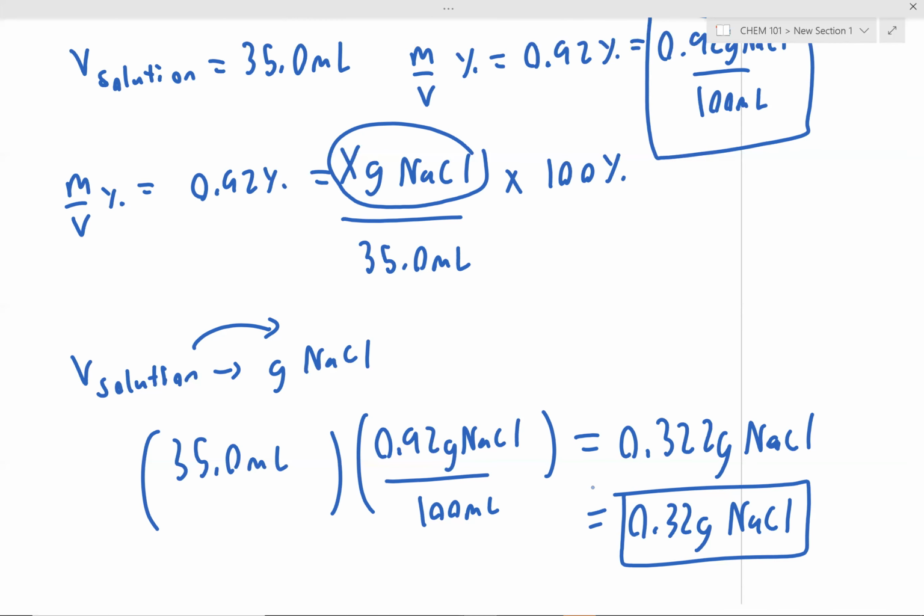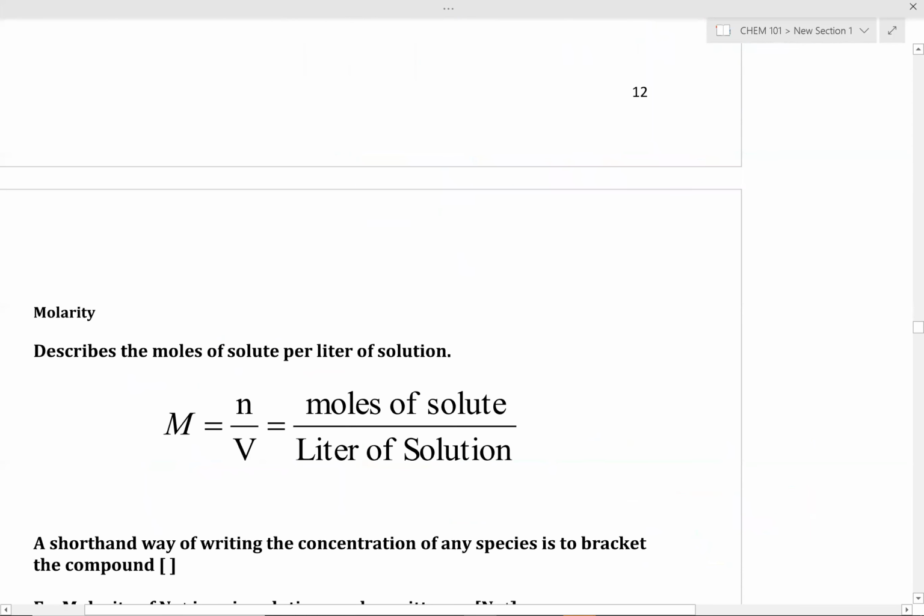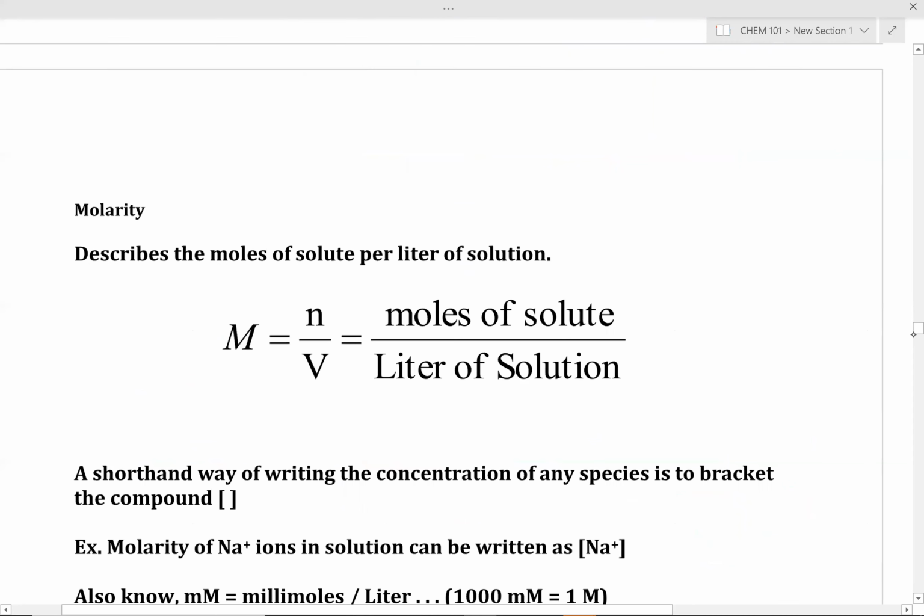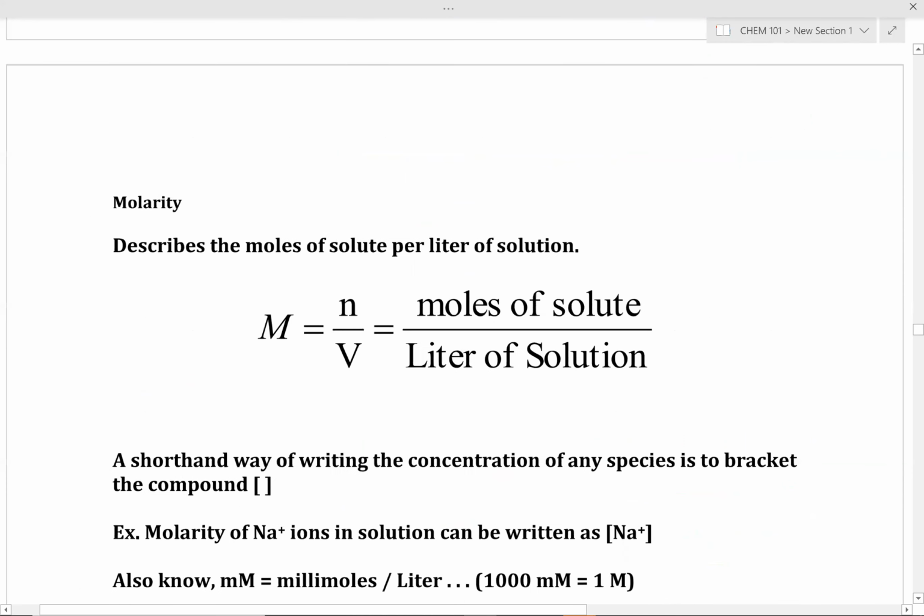Okay, we're now going to get to the by far the most common way of expressing concentration in chemistry, which is molarity, right? We want to express concentration in terms of moles. We can handle and do a lot of things with moles rather than mass. So molarity describes the moles of solute per liter of solution. So molarity is of the form N over V, or mole per liter.